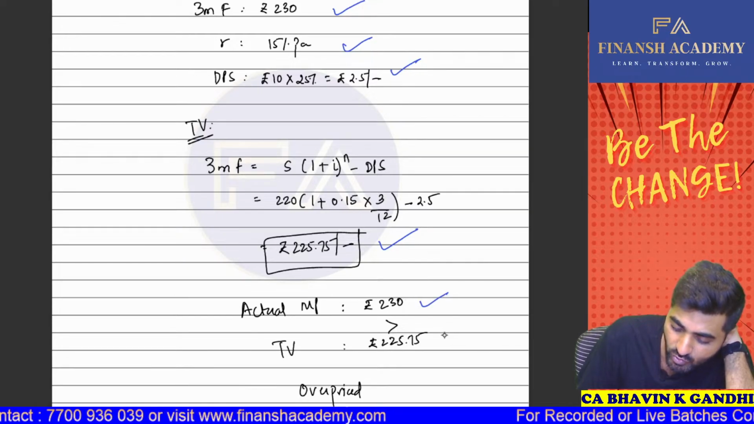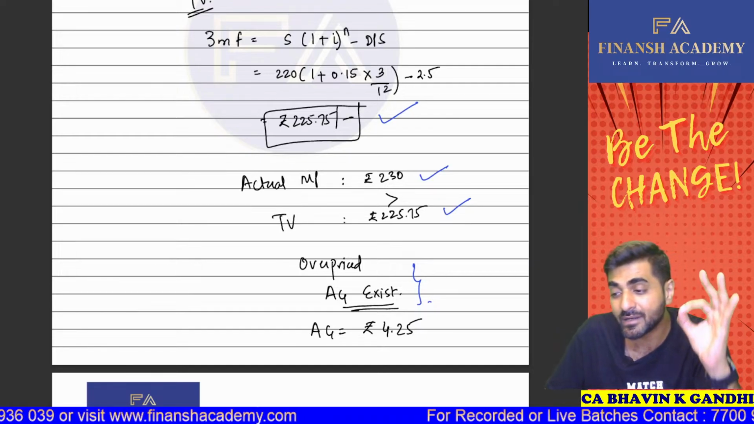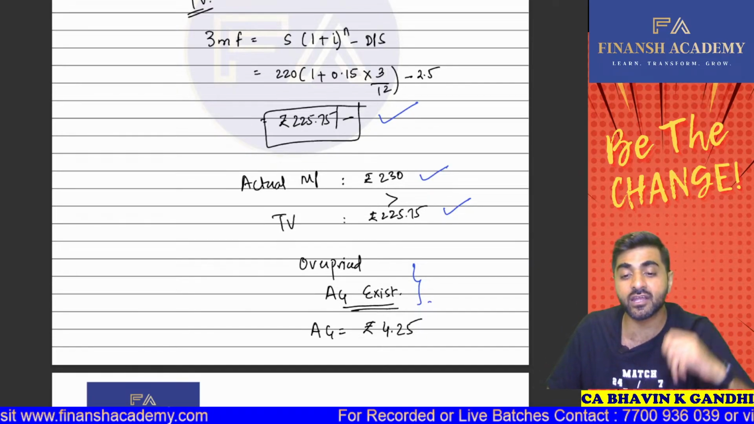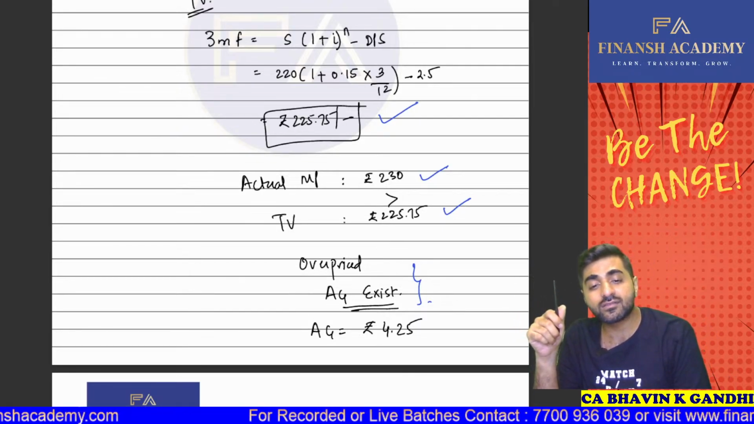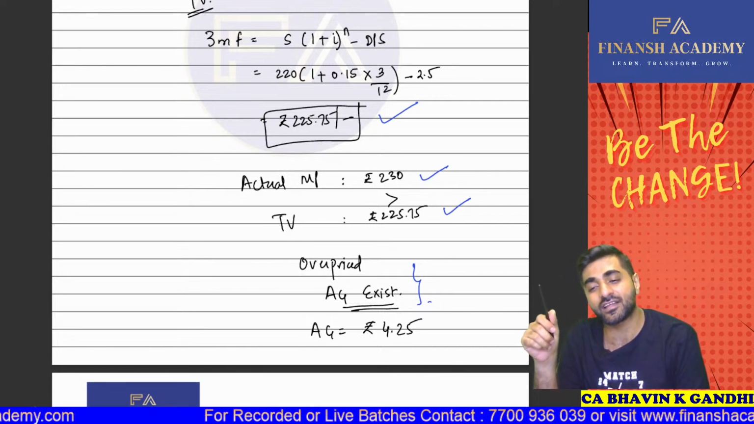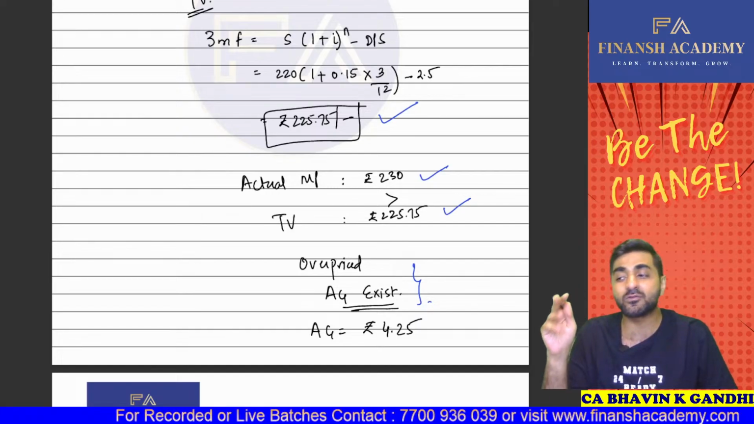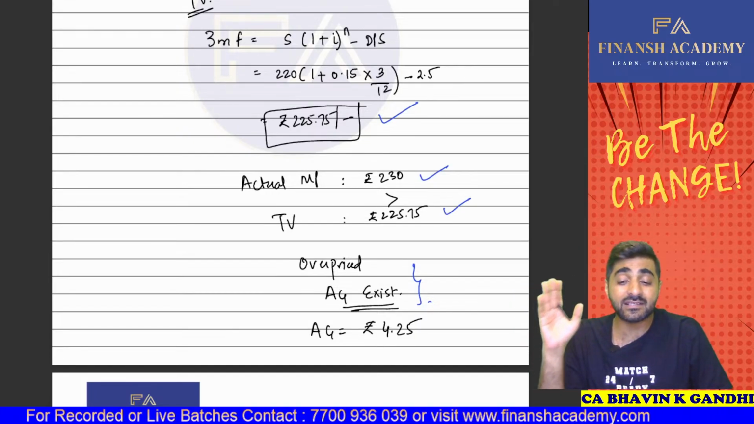The actual market price is 230. This is 225.75. So this is overpriced. So hence your arbitrage will exist. Okay. And there will be arbitrage gain of 4.25. And very evidently, you all can see here, my dear students, that your actual market price is greater than the theoretical. When your actual market price is greater than the theoretical value, so we can say that the future contract price is overpriced.